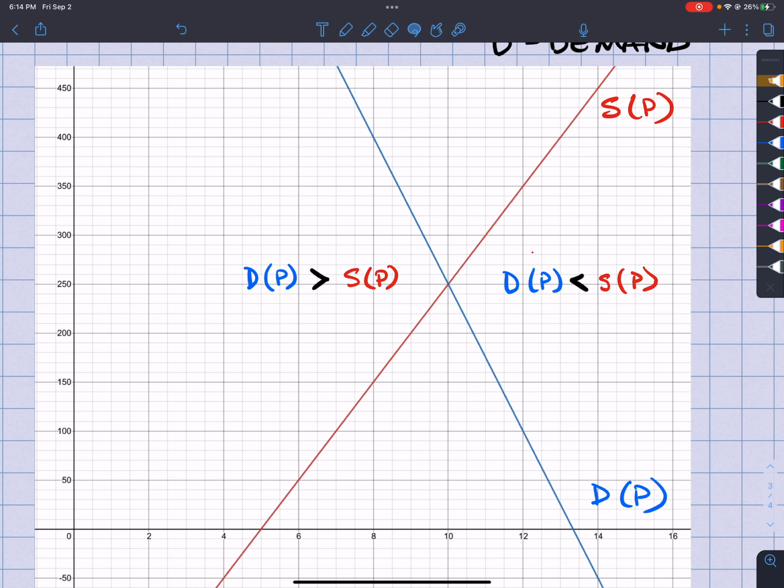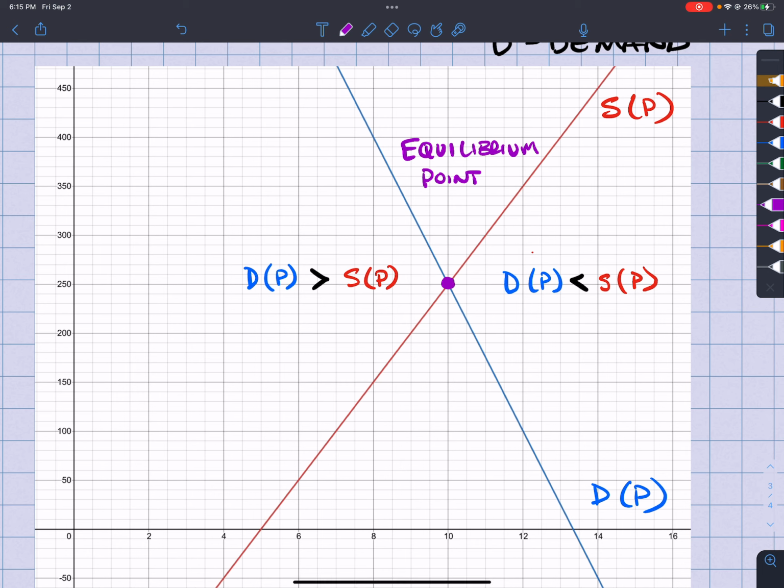So let's delete that. So question is, if to the left side of where they intersect, demand is greater than the supply, but on the right side of that is where the demand is less than the supply, then what is that point in the middle? That point in the middle would be considered the equilibrium point.